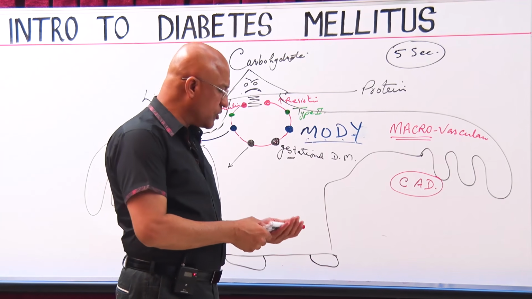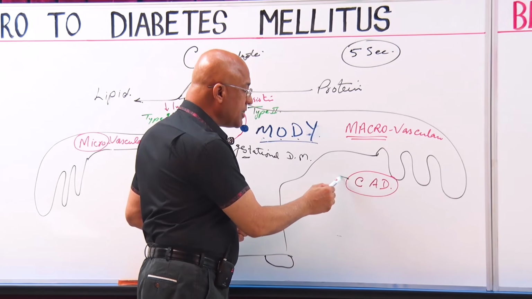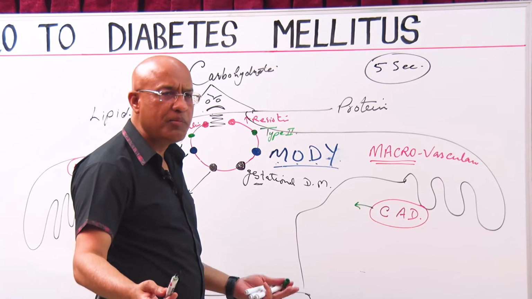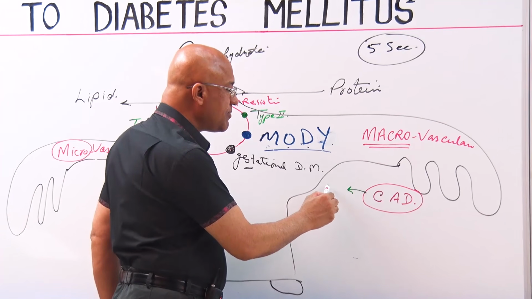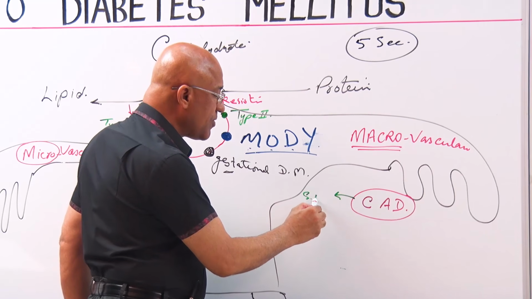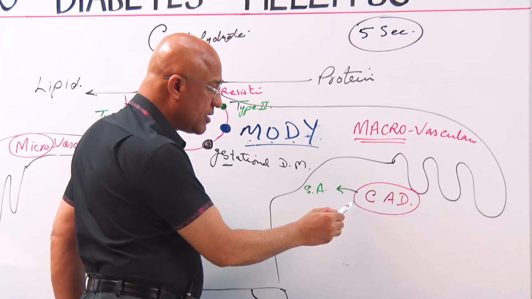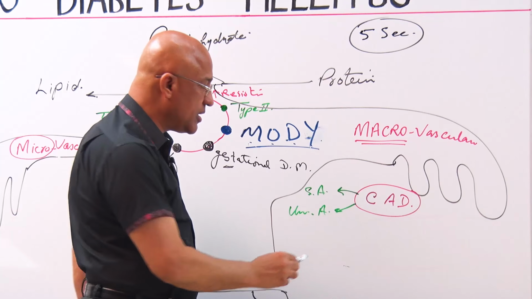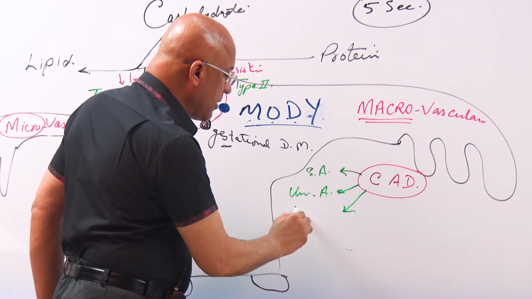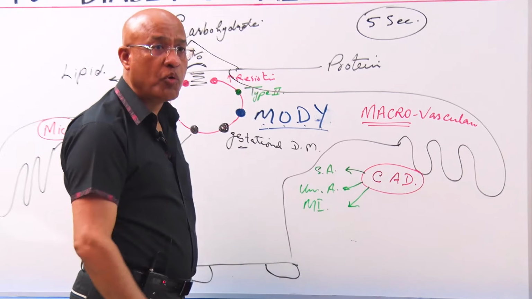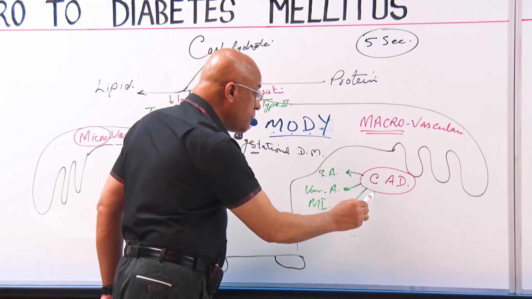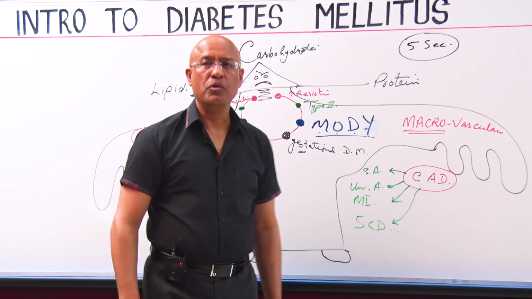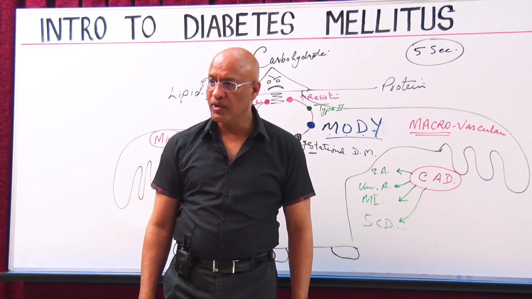Of course, in patients with diabetes, if I say coronary artery disease is more common, what do I really mean by this? Of course, they have stable angina more commonly. They have unstable angina more commonly. They might suffer myocardial infarction more commonly. They might suffer from sudden cardiac death more commonly, right?